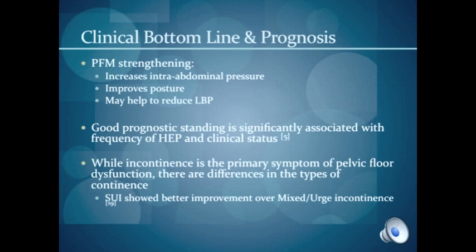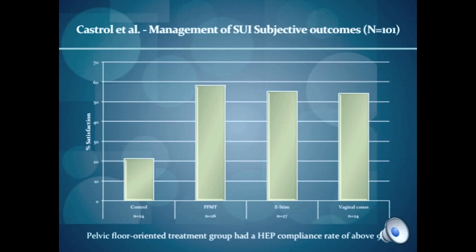Castro et al. determined in a single-blinded randomized clinical trial that those with stress urinary incontinence in particular do significantly better with pelvic floor-oriented treatment than with no active treatment at all. In this study, the pelvic floor-oriented treatment group had an average home exercise program compliance rate above 90%. So stressing that these exercises will help maintain their intra-abdominal pressure and correct posture, while establishing a connection between the improvement of their particular pelvic floor dysfunction and the frequency of their home exercise program, is vital.